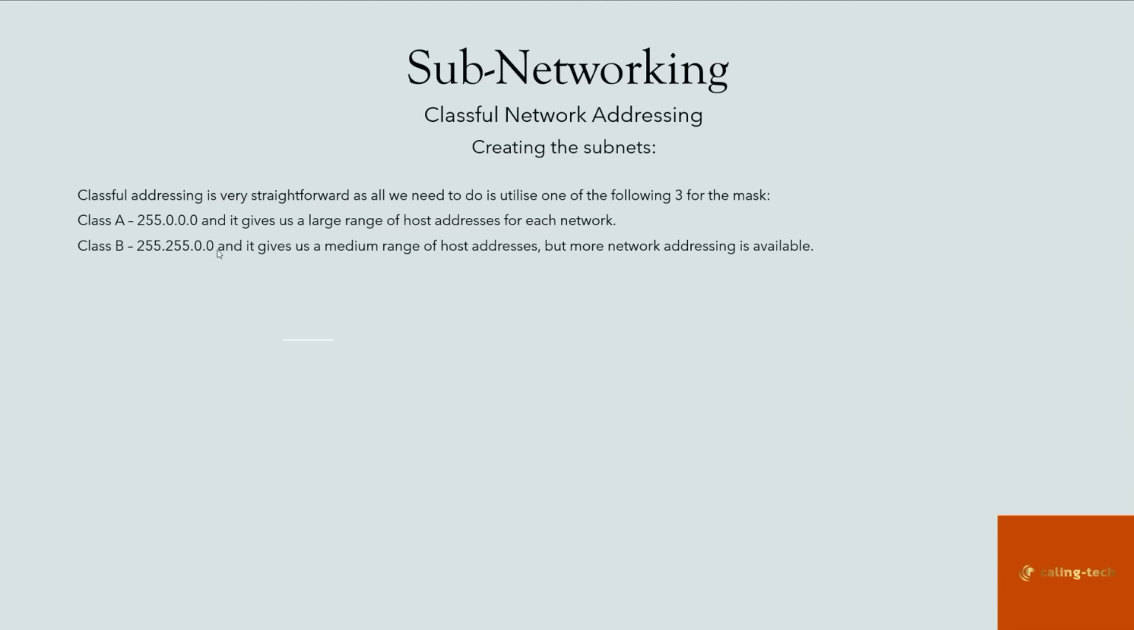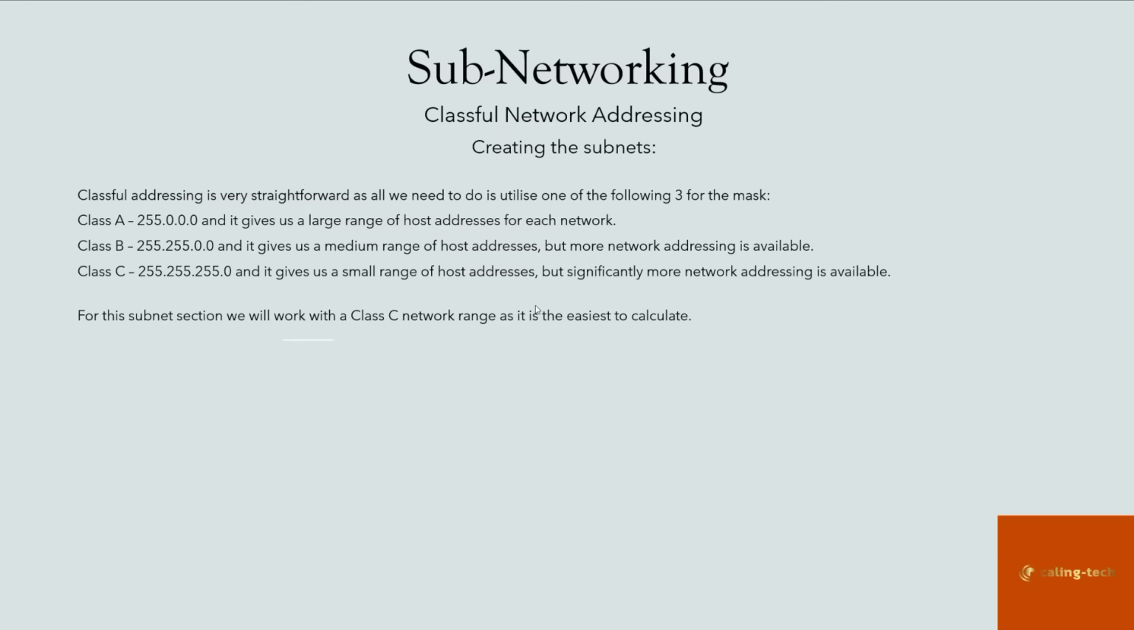Then we have the class B, and that's 255.255.0.0. Now that gives us an equal amount of network address ranges as it does host addresses. So we have a medium range of host addresses, but more network addressing is available than a class A. Then we move to a class C. A class C gives us a small range of host addresses because we only have the last 8 bits, but significantly more network address ranges are available.